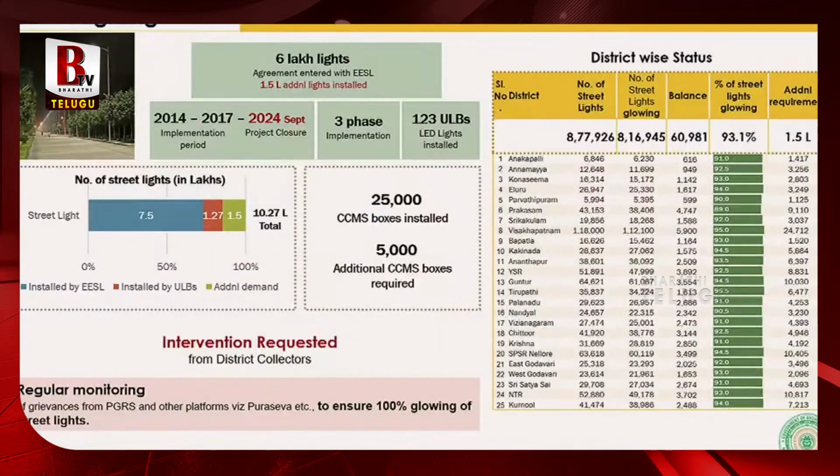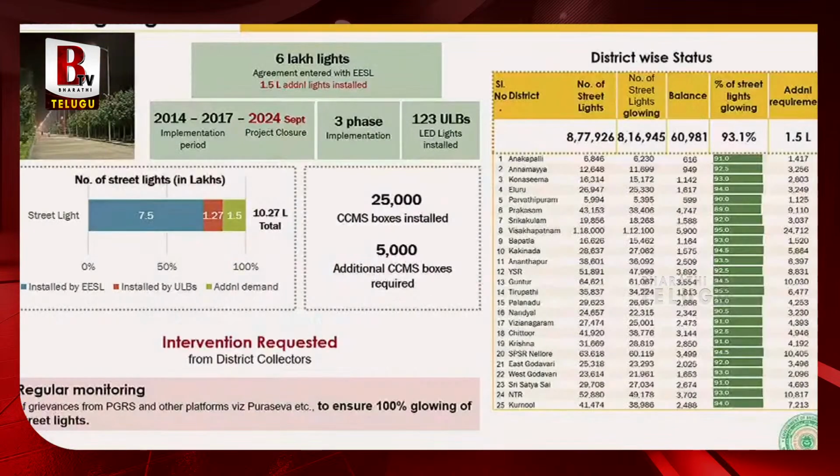As of now, we have got 8.77 lakh street lights, and out of that, 93.1% of the street lights are glowing without any complaints. And an additional 1.5 lakh street lights are assessed to be added to the existing street lights. So the interventions that are required is that there are grievances we are getting through the PGRS and then the Puraseva and other platforms.